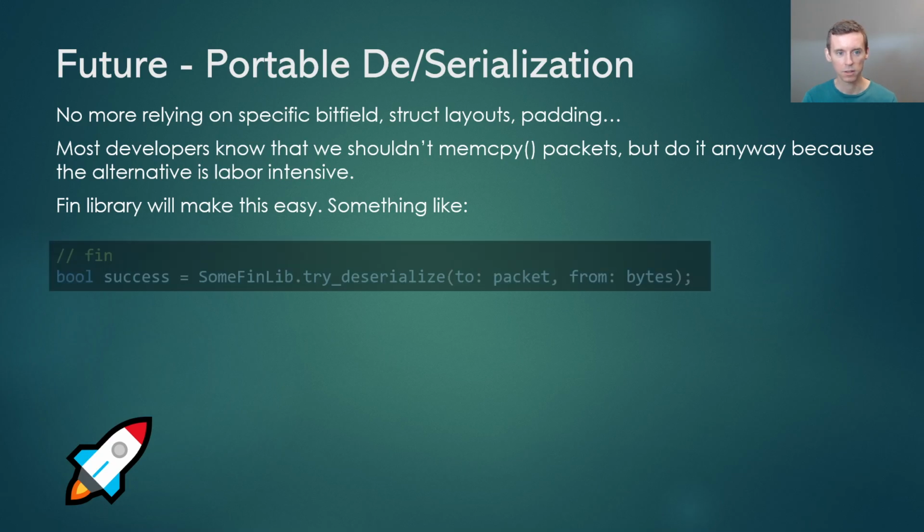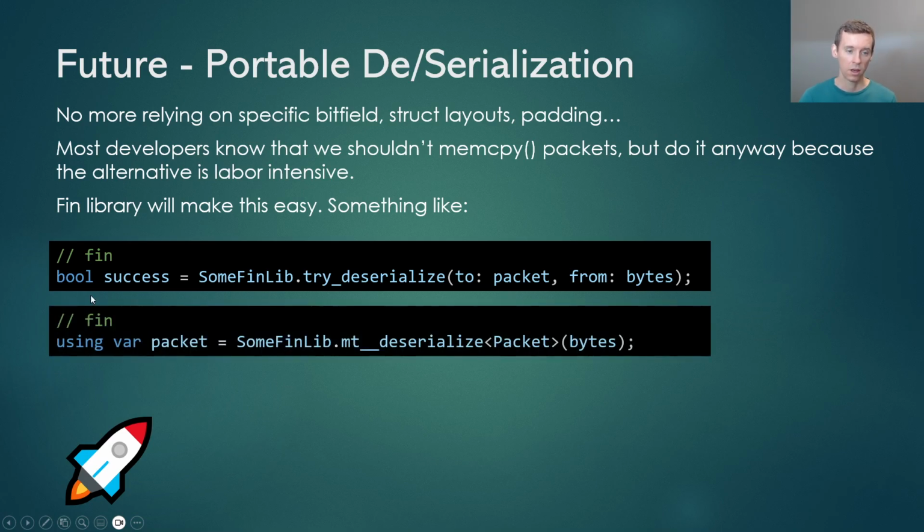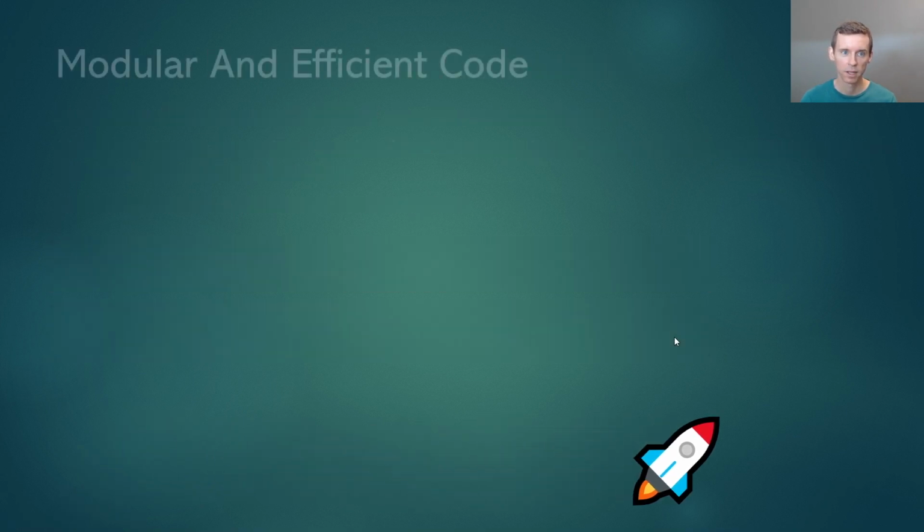The Fin library can do something like, so some finlib, I don't know what it would be called yet, but you can just say deserialize to a packet from some bytes, and you can get a success there. Or if you want to enjoy the scary dairy of exceptions, you can do something shorter, which does the allocation on the stack as well: may throw, deserialize packet of type packet from the bytes.